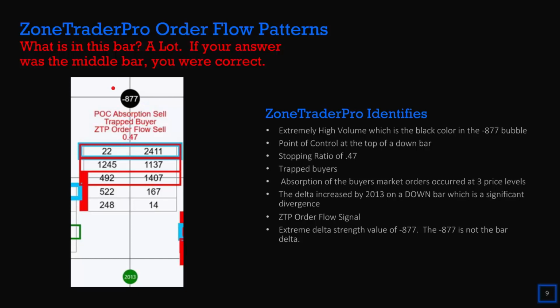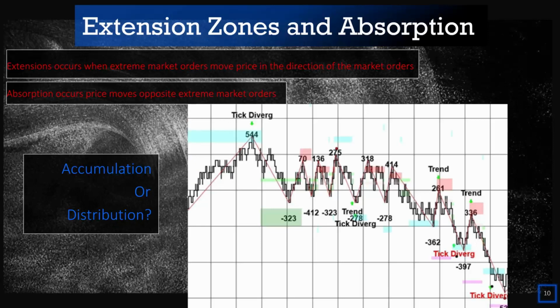The -877 by itself, that number is what I call the delta strength number, and it is not the delta itself. It is a proprietary algorithm that displays the strength within the bar. So just so you understand, it is not just the delta.